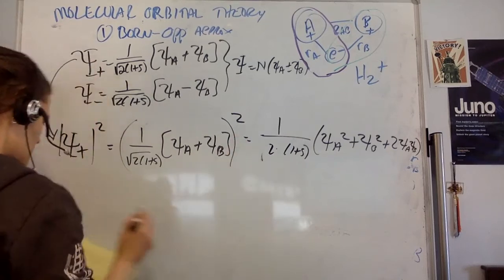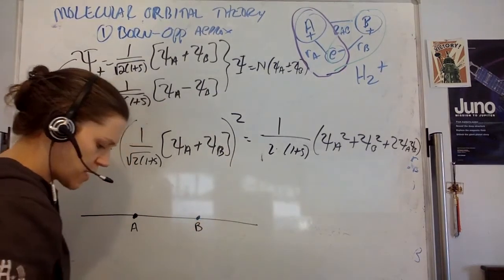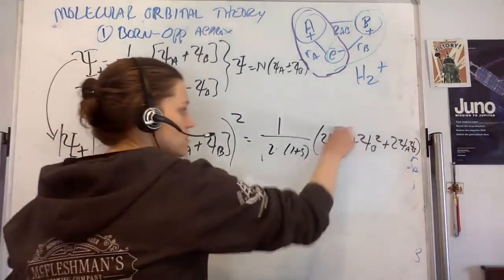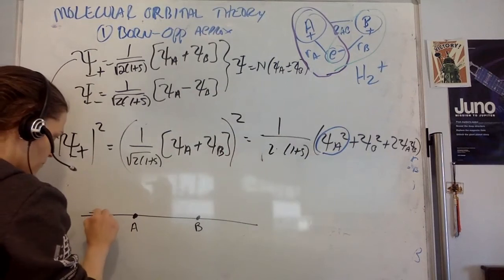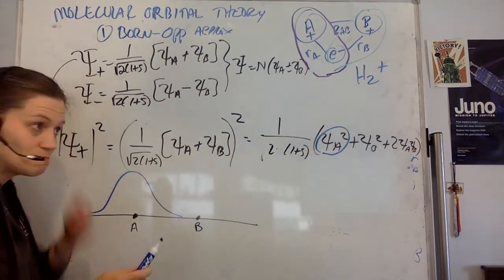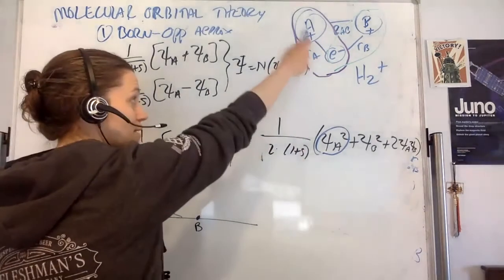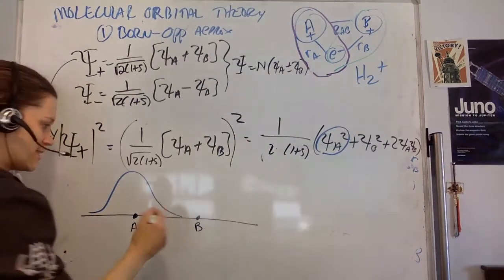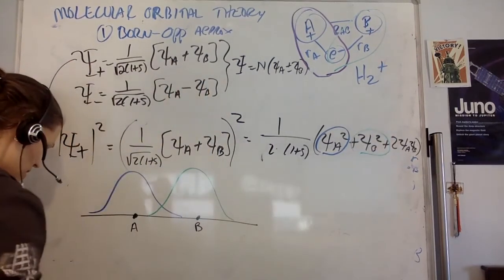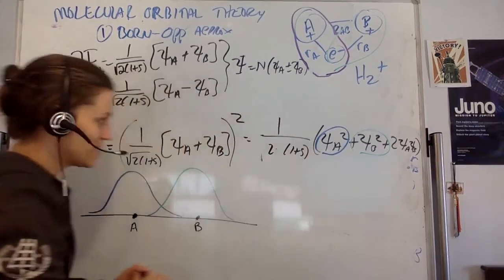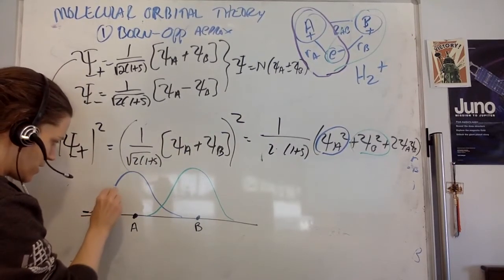If I plot this out, here's my nucleus A and here's my nucleus B. Let's draw that one first. That's the purple one. Here's my 1s orbital, the radial distribution for psi A of a hydrogenic atom. Then I've got psi B squared. But then I'm going to have this additional part. When you add waves together, basically this is what you would get, the dashed lines.